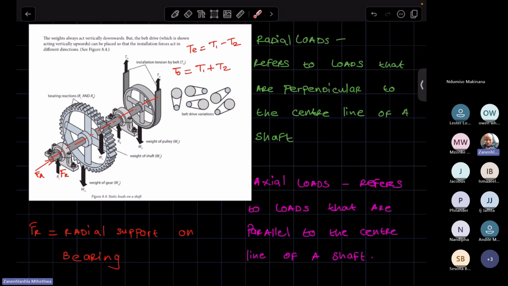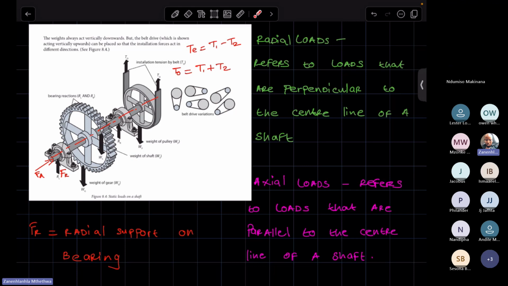But for now, just know that under bearings, the load being induced on the shaft by the belt drive is essentially a static load, and that static load for a belt drive is known as installation tension, which is equal to T1 plus T2, right? And then, of course, if you're considering the weight of the pulley as well, then you would add the weight of the pulley.